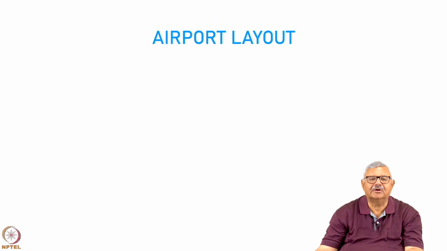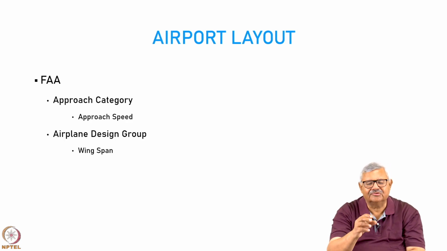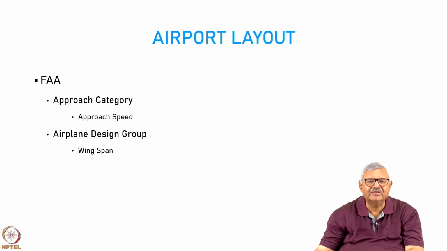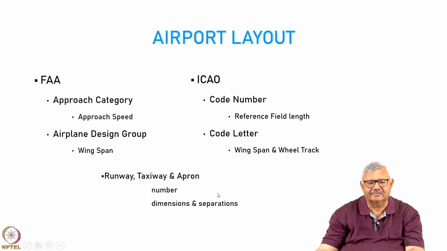Now let us look at the airport layout module. So we know that the layout of the airport is carried out under some regulations and rules. If you follow the FAA, there is an approach category which is a function of the approach speed, and the airplane design group which is a function of the wingspan. If on the other hand we follow the ICAO rules, there is always a code number for every airport which is a function of the reference field length, and a code letter which is a function of the wingspan and wheel track. In my lecture on airport design, I have already covered these things in more detail. I am just repeating here for completeness.